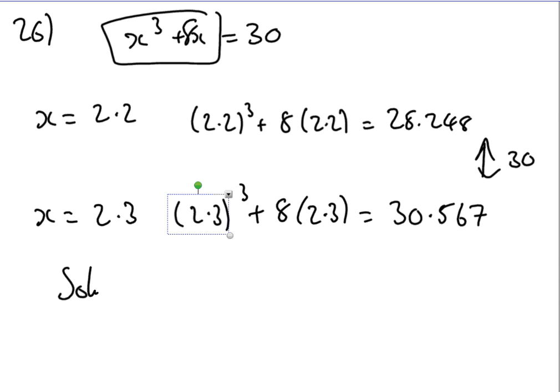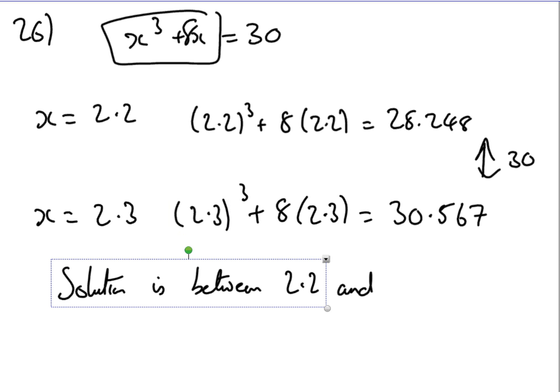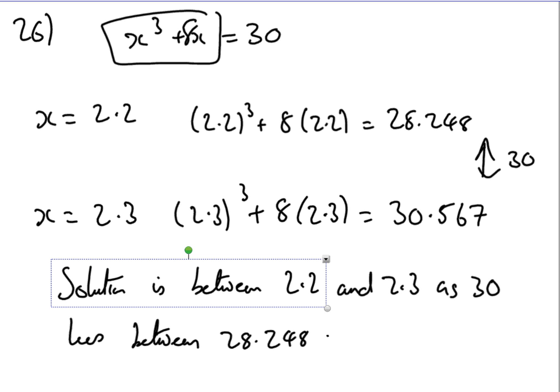So then you can just write solution is between 2.2 and 2.3 as 30 lies between 28.248 and 30.567.